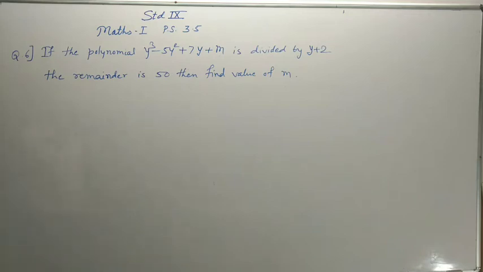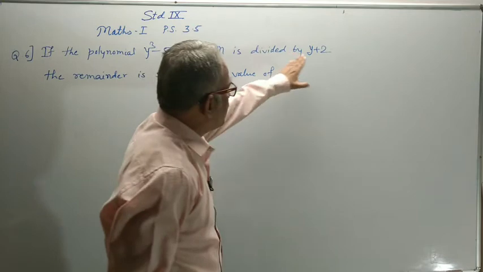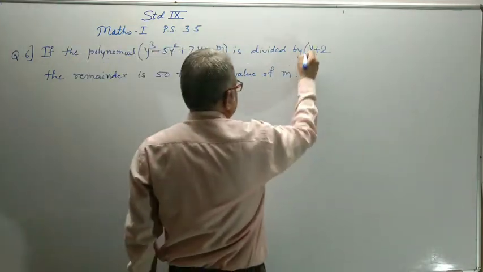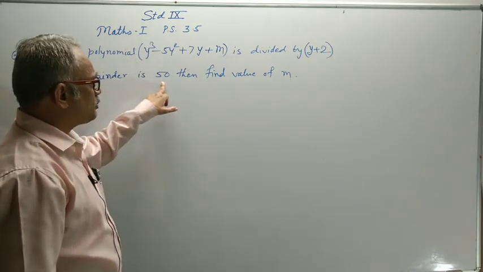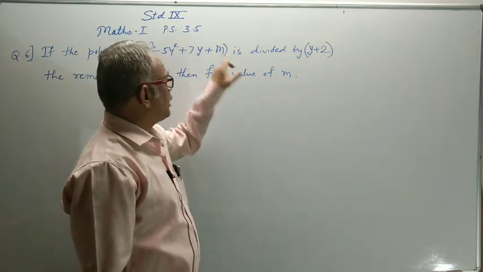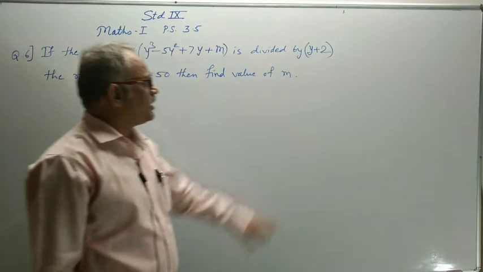Question number 6 is related to the remainder theorem. If the polynomial y cube minus 5y square plus 7y plus m is divided by y plus 2, the remainder is 50. Here y is the variable and m is an unknown. If the remainder is 50, find the value of that unknown m.